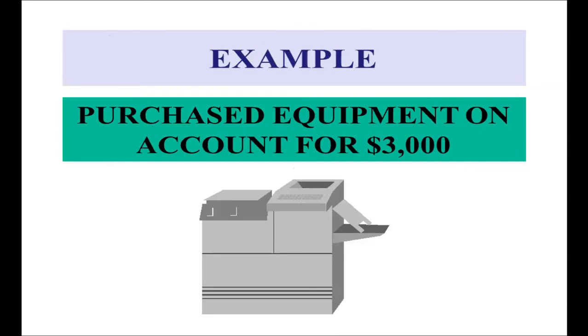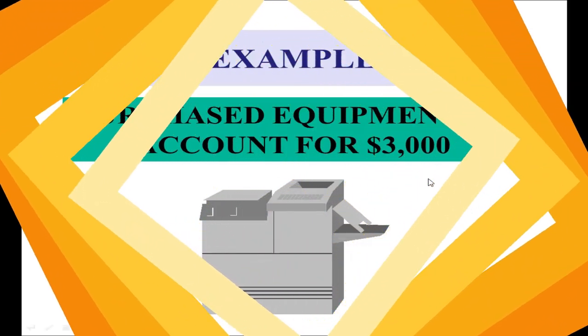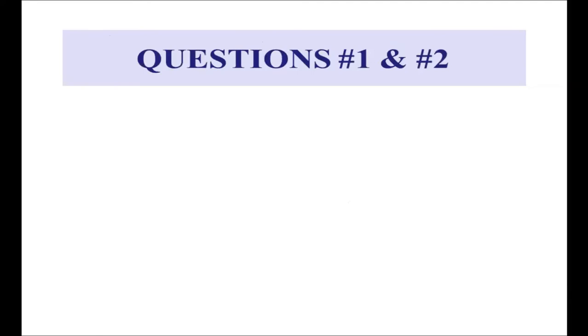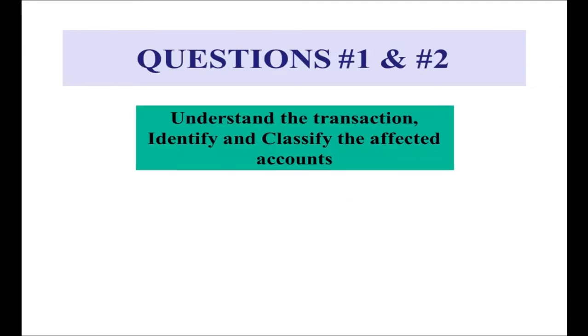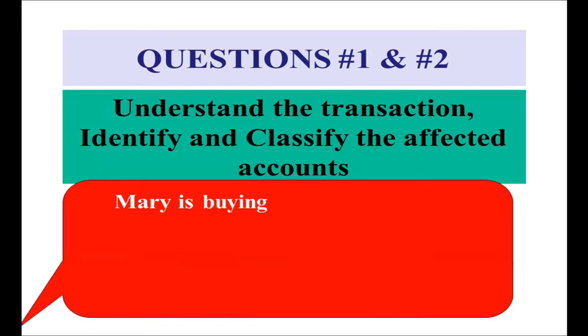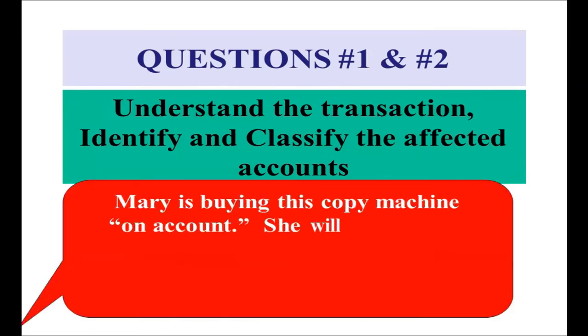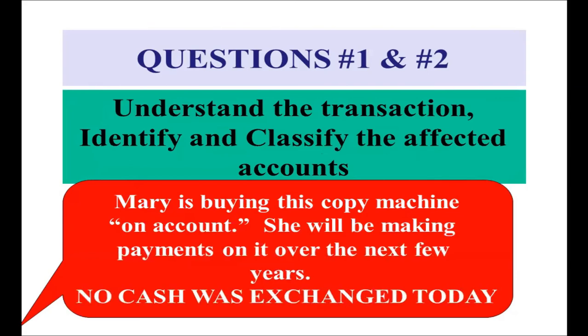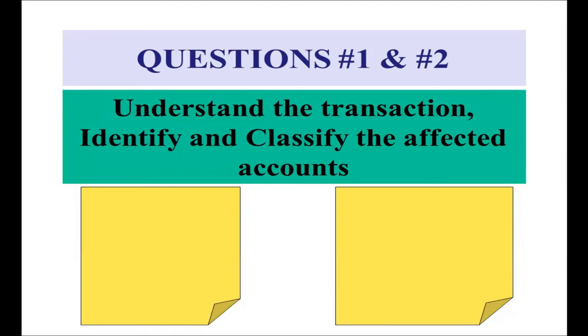Let's have a look at another example. Let's say you purchase an equipment on account for 300. What does it mean on account? It means it is not yet paid. It means on credit. So for questions 1 and 2, we need to understand the transaction, identify and classify the affected accounts. Mary is buying this copy machine on account, and she will be making the payment over the next few years. So no cash was exchanged today.